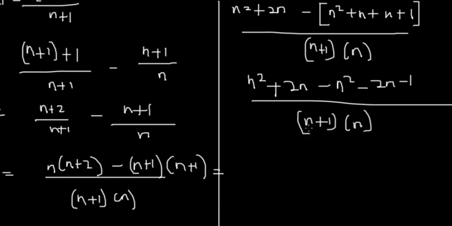Okay, so let's do the simple addition and subtraction. So we will be left with minus 1 divided by n plus 1, n, okay? Right, so when you do a simple calculation, you end up with this, okay? So this is un plus 1 minus un, okay? This is what we'll end up with.